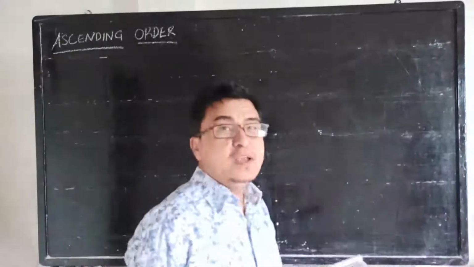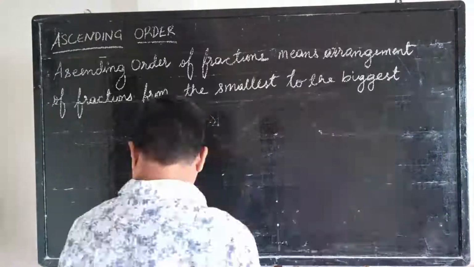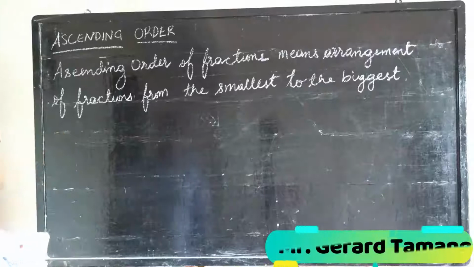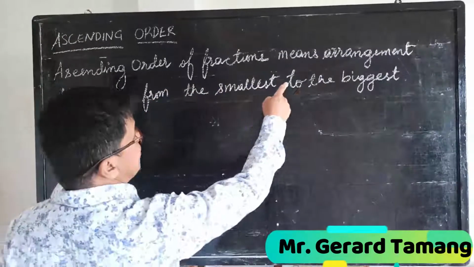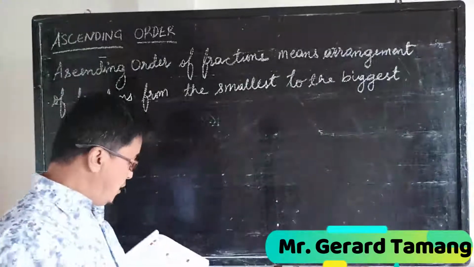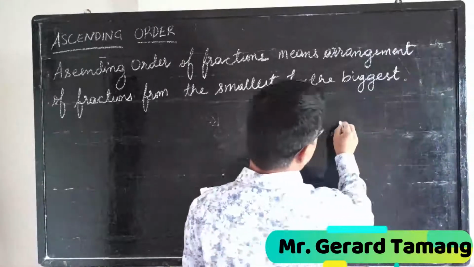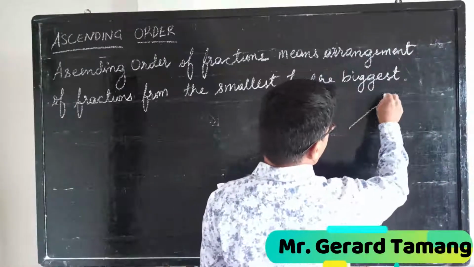Page number 91, ascending order. Ascending order of fractions means arrangement of fractions from the smallest to the biggest. Ascending means to go up, go up like this.